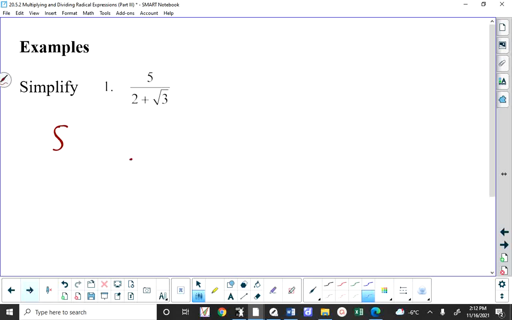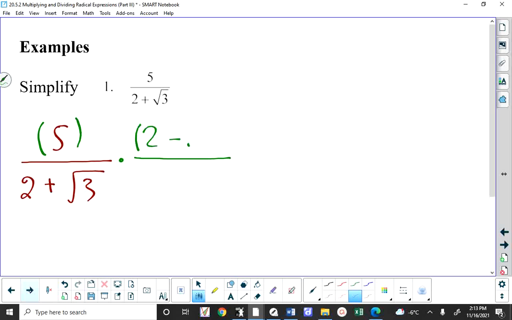So I have 5 on the top over 2 plus root 3. And I am going to multiply the top and the bottom of this expression by whatever it takes to rationalize the denominator. And what it takes is multiplying by the conjugate of the denominator, because two binomial conjugates multiplied give you a rational thing. So I'm going to multiply the 5 by 2 minus root 3, and I'm going to multiply the 2 plus root 3 times 2 minus root 3.